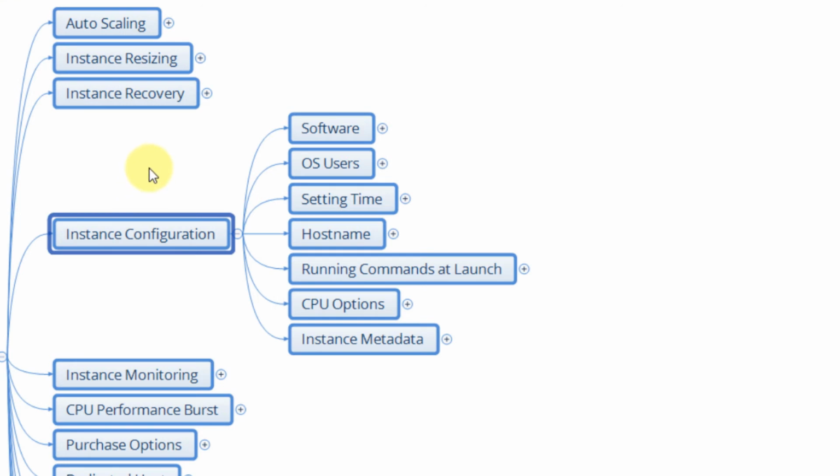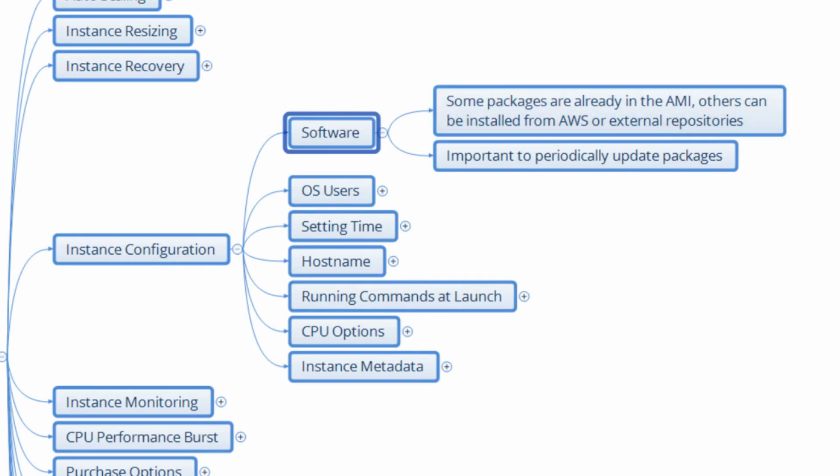Now, when you launch an instance, there's a whole bunch of configuration you have to think about. And the EC2 service helps you with every aspect of instance configuration. So in terms of what software runs on the instance, some packages are already baked in the AMI, but you can install others from external repositories or from AWS repositories. And note that it's important to periodically update your instances with the latest security or performance patches.